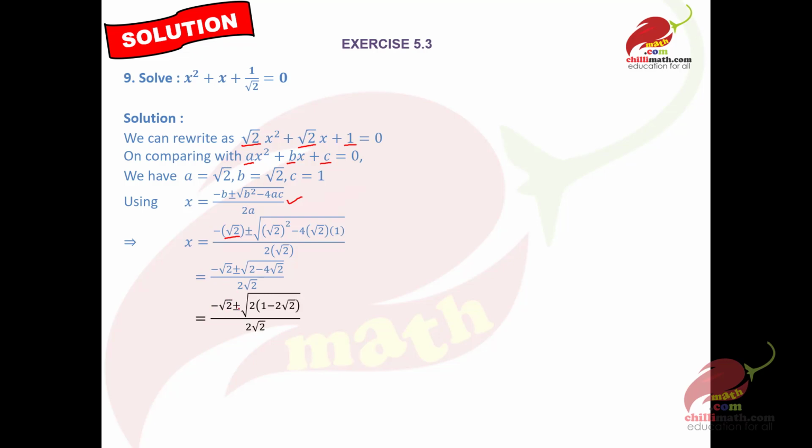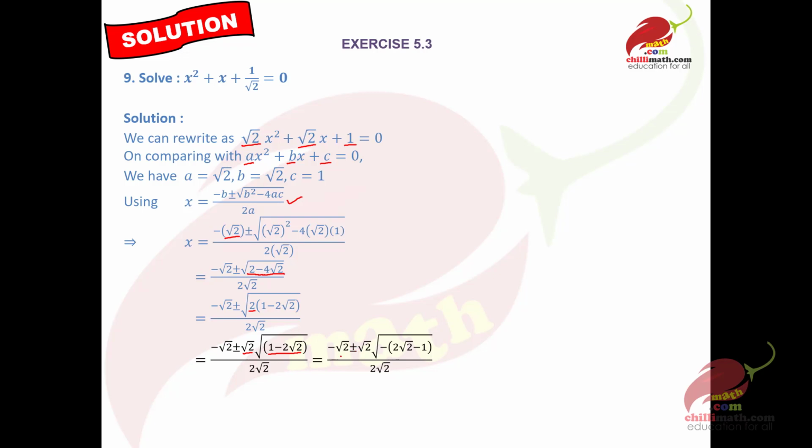minus root 2 plus minus 2 is taken common from this. So taken 2 common, we get 1 minus 2 root 2. This 2 we are taking out of this square root. So we'll come up with this root 2 out here, and inside there is 1 minus 2 root 2 and denominator as it is 2 root 2. Also in this step we have taken minus common out of this just to match your answer with the book.